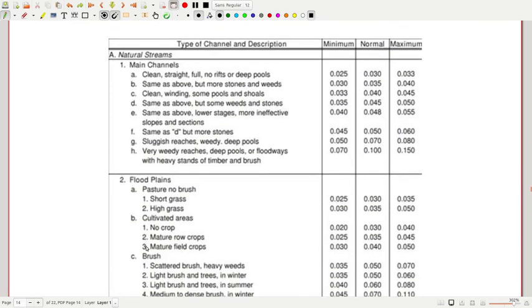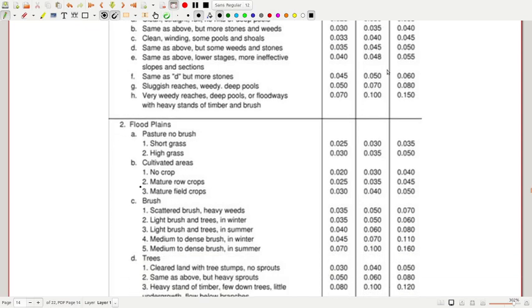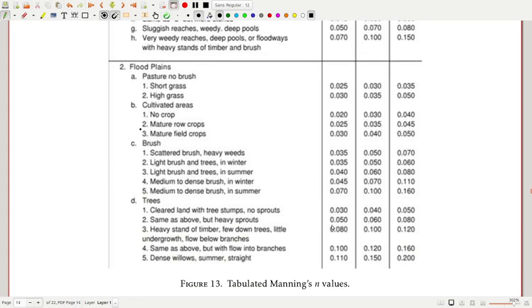And so you can see something like this, where for a clean, straight channel with no deep pools, Manning's n is something like 0.03. On the other hand, if we go to a floodplain with dense willows that in summer have their leaves on, Manning's n is 0.15, and so this is a factor of 5 increase in the roughness, so in the flow resistance. And so these sorts of tables can also be quite useful.